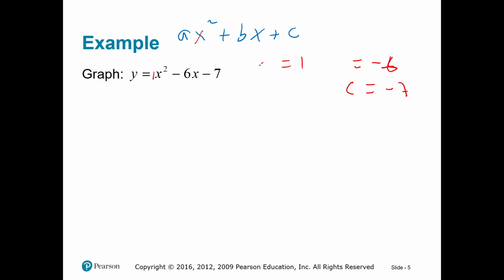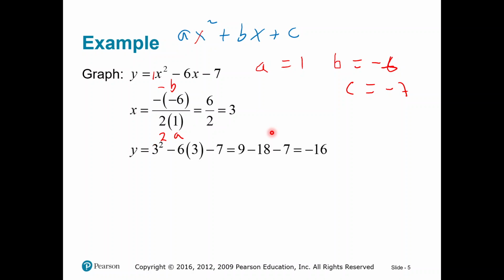And now we have to use the formula of negative b over 2a. So negative 6 is positive 6. 2a means 2 times a, so 2 times 1, which is 2. And so 6 divided by 2 is 3. That is the x value for the vertex.